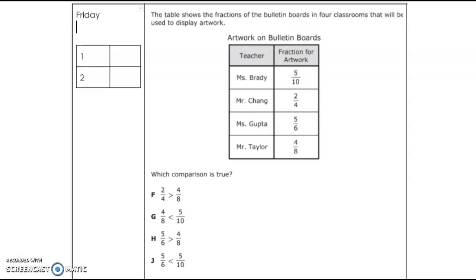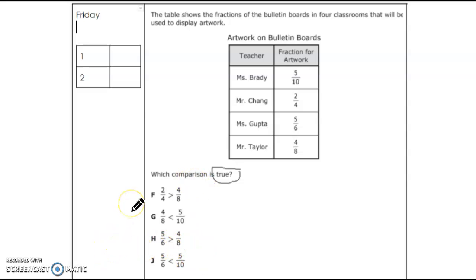Okay, now I'm going to explain how to solve Friday's morning work. The problem says the table shows the fractions of the bulletin boards in 4 classrooms that will be used to display artwork. Which comparison is true? Now, this is not a word problem, so I do not need to write down rules. However, I do want to make sure that I underline or circle my important details. Well, in this problem, what's very important is the word true. So we want to know which one of these answer choices is correct.